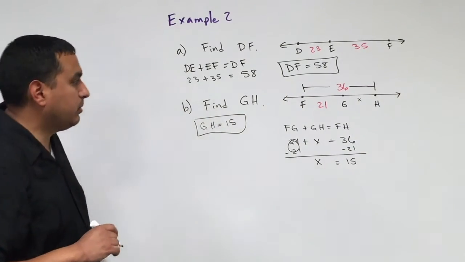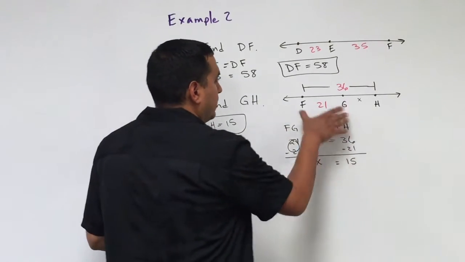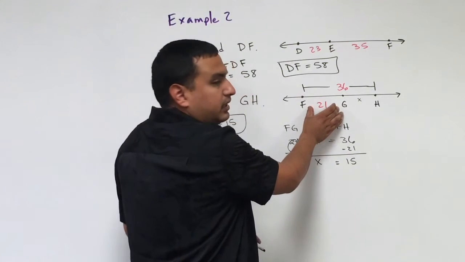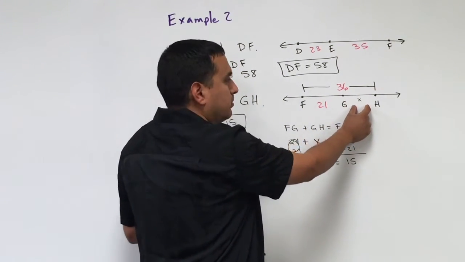If you don't set it up algebraically using these symbols, you just have to realize that I have the total length and I have part of the length, so I have to subtract these two numbers to find out what's missing.